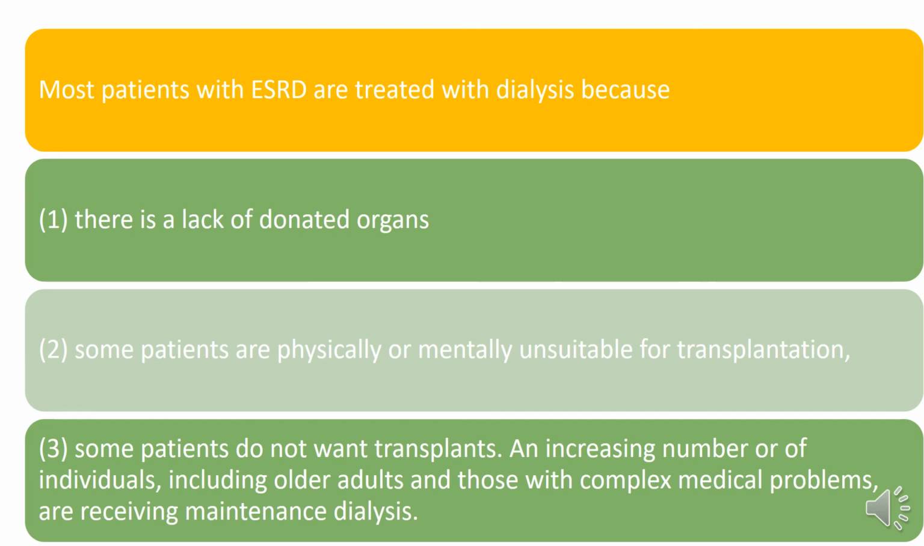Another thing is, most patients at end stage renal disease are treated with dialysis. There are a lot of contraindications for transplantation. Some of the patients may be mentally ill, some do not want transplants, and some don't get a proper donor. These are some of the major points to remember about why a patient is on dialysis in end-stage renal disease.